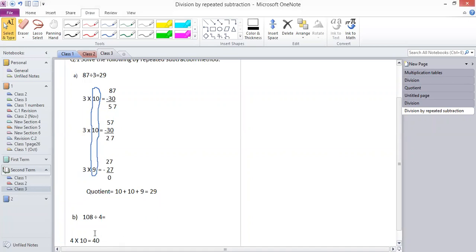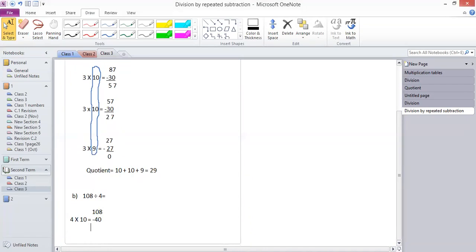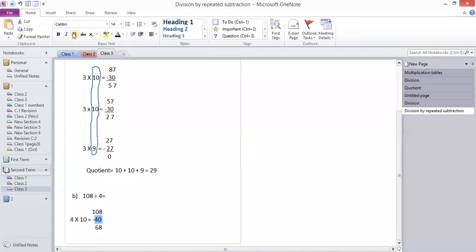Now I need to subtract 40 from 108. So 8 minus 0 equals 8. From 0 I cannot subtract 4, so 10 minus 4 will give me 6. So it is 68. I multiplied 4 by 10 and that equals 40. I subtract it from 108, so it is now 68.